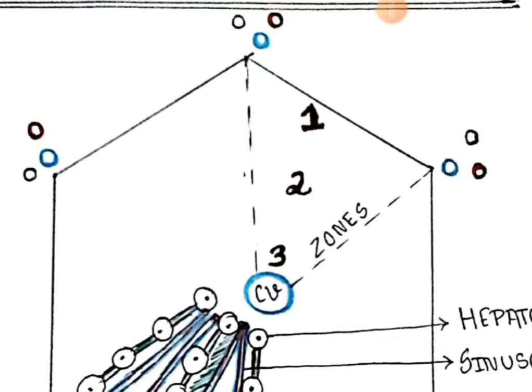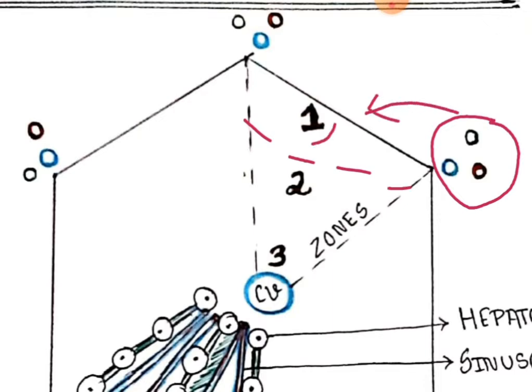Now coming to the zones present within the lobule. So these are the portal triad. The part of the lobule present along the portal triad is known as zone 1. The part which is adjacent to the central vein, this is the central vein, this zone is known as zone 3. And the remaining part of the lobule which is present between zone 1 and zone 3 is known as zone 2. So these are the three important zones of the lobule.